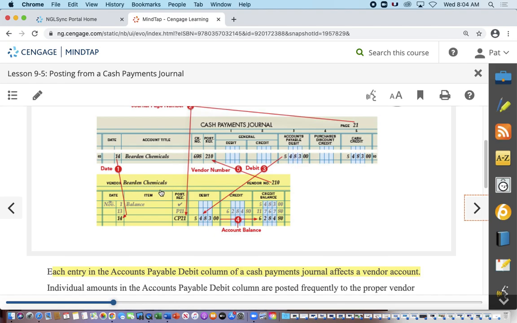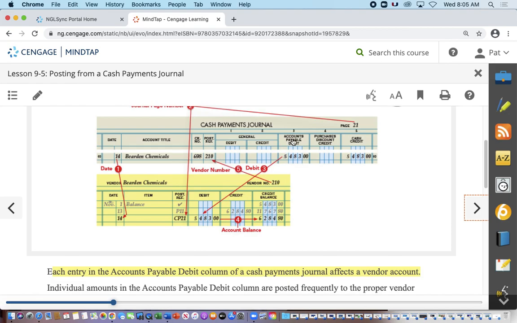So this one's Beard and Chemicals. So you can see our running total. We owed them $5,480. Then we charged $6,000 more. Then we paid off the first bill. And now we're back down to $6,284. So this is the running accounts payable subsidiary ledger for that account. And then we put the account number there.